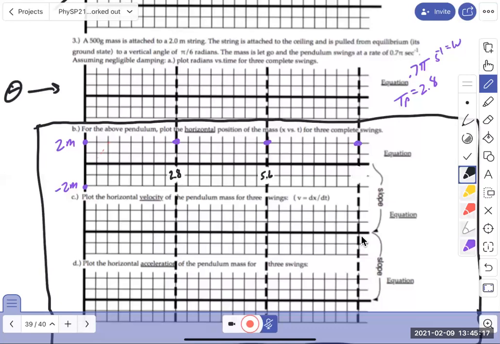So this is 2.8, 5.6, and that was 8.4. And so this is a cosine wave. Make that look relatively good. I always think flat, flat, flat, point of inflection, flat, flat, flat. Boom. That's my cosine function.